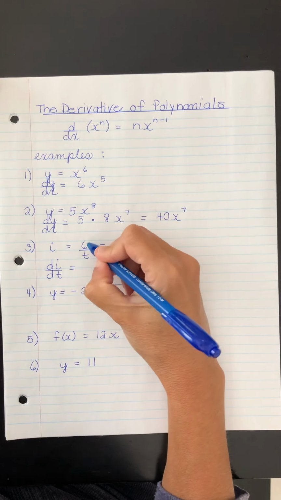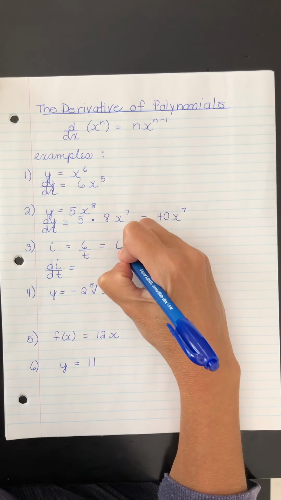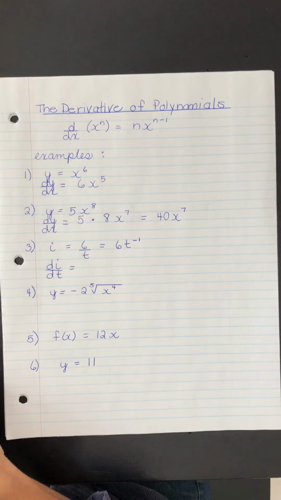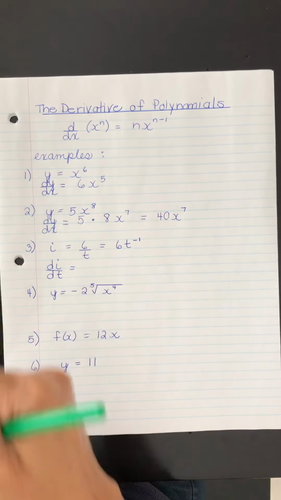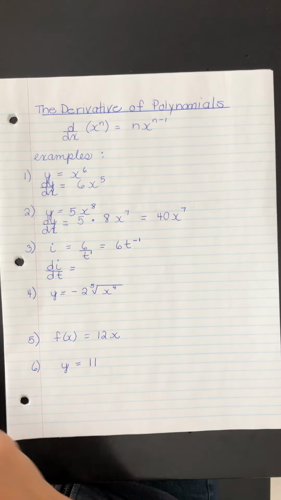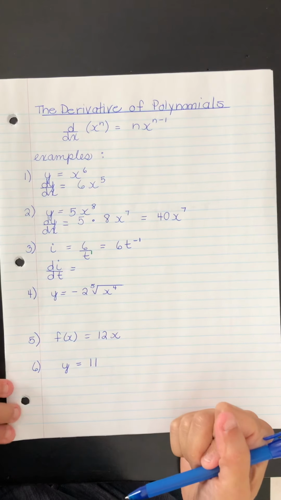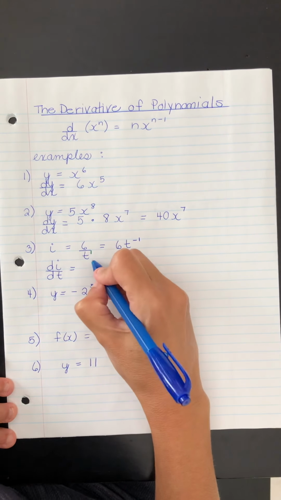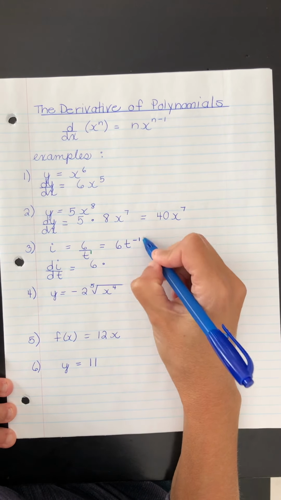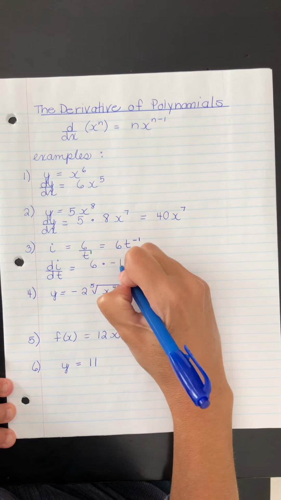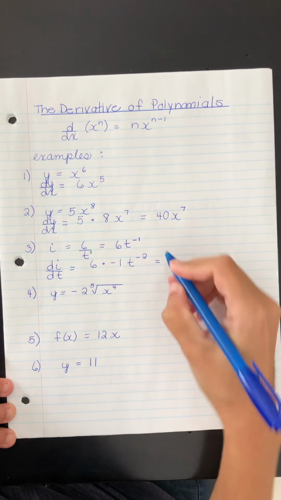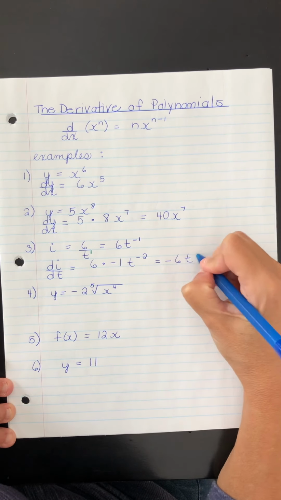So we have to rewrite 6 over t by using a negative exponent. 6 over t to the power of 1. So 1 is implied here as the exponent. That's the same as 6 times t to the negative 1. And therefore the derivative has the 6 out front multiplied by the derivative of t to the negative 1, which is negative 1 t to the negative 2. So we end up with negative 6 times t to the negative 2.